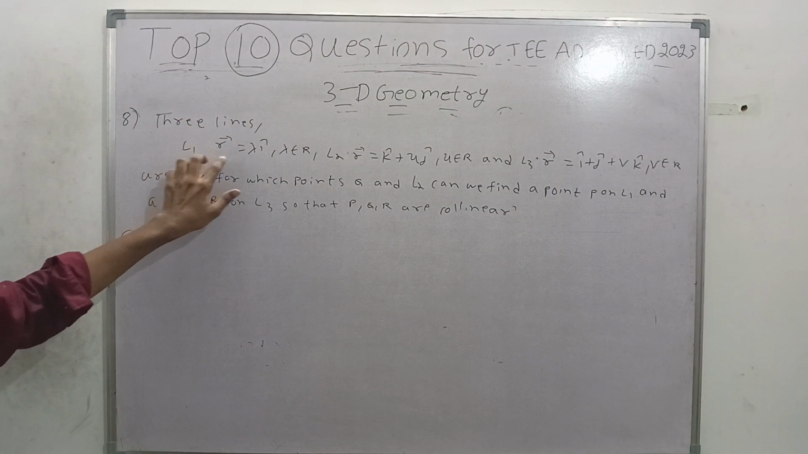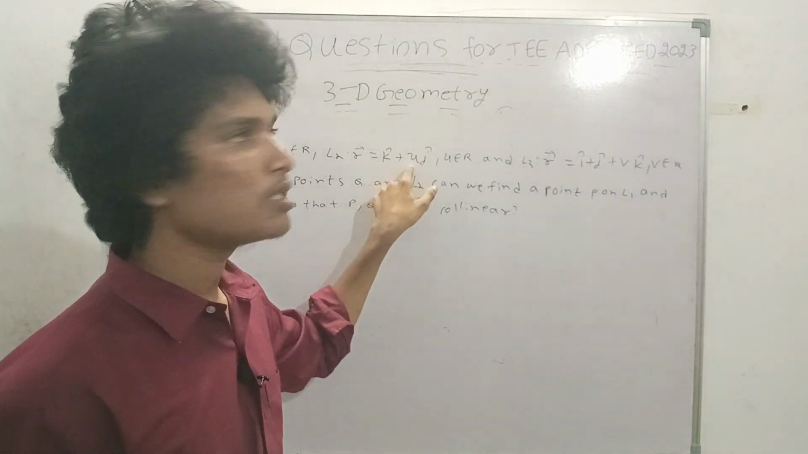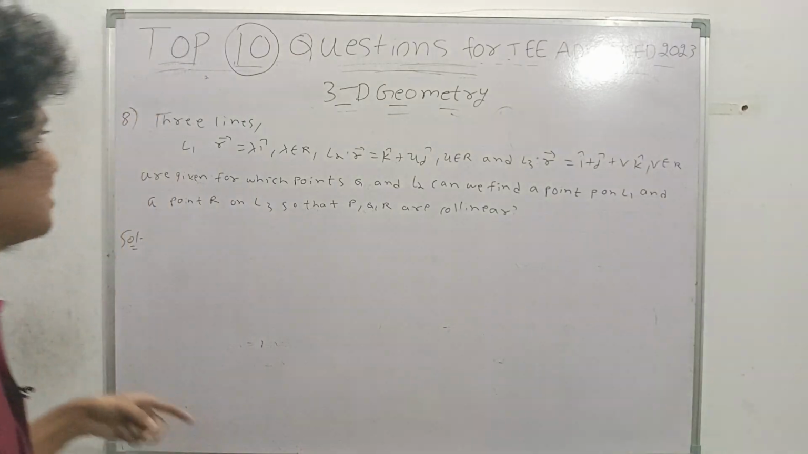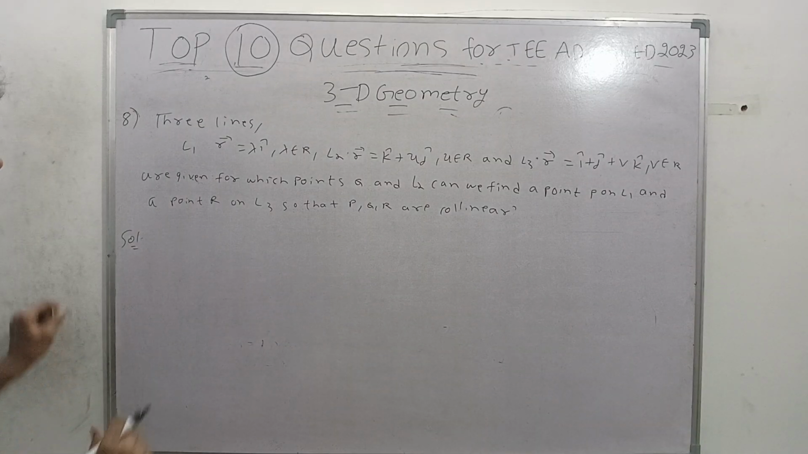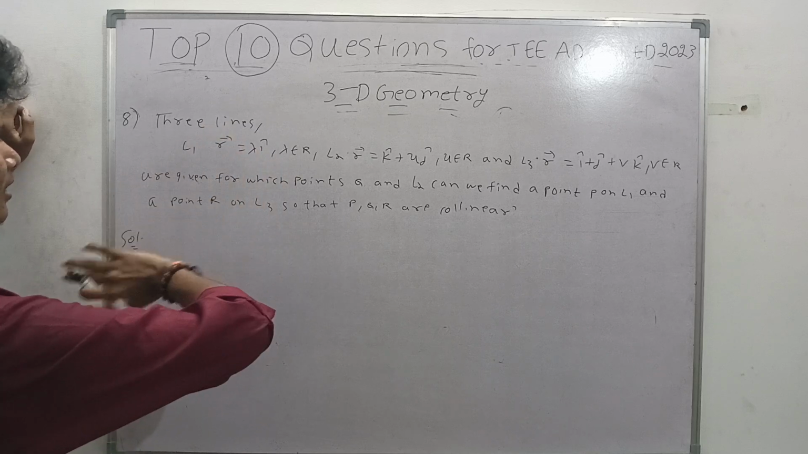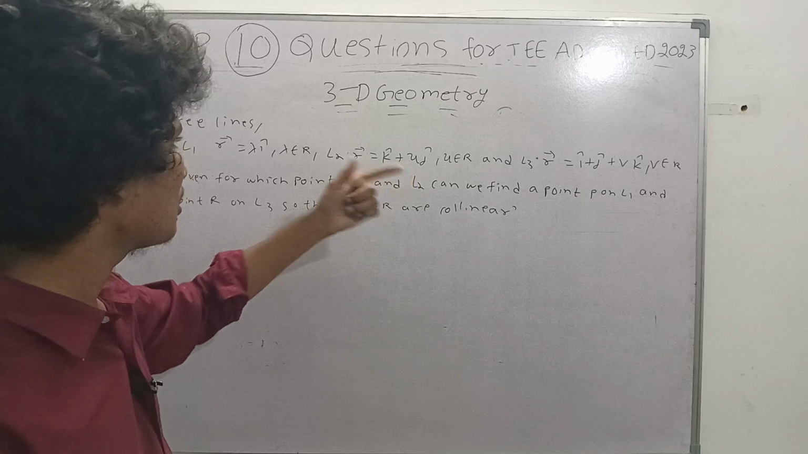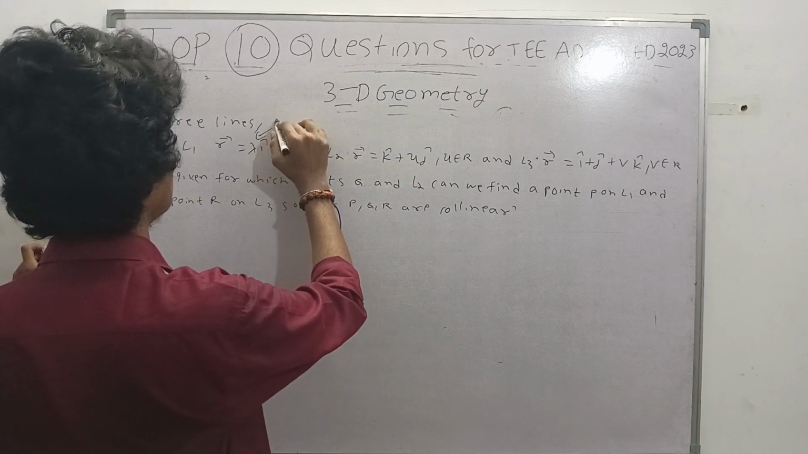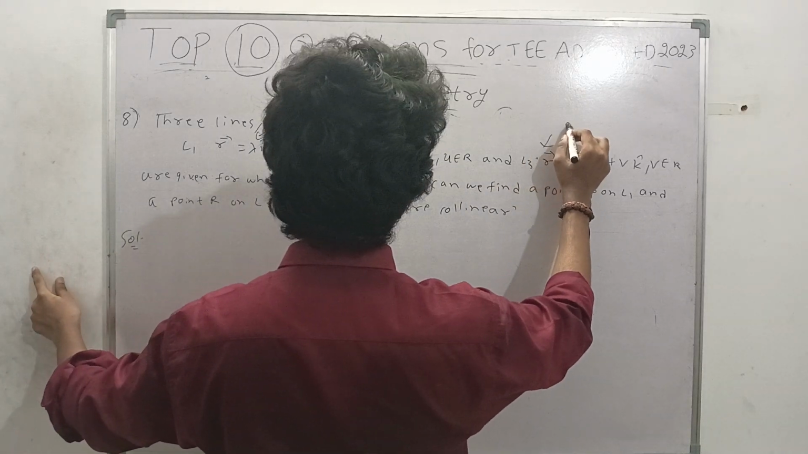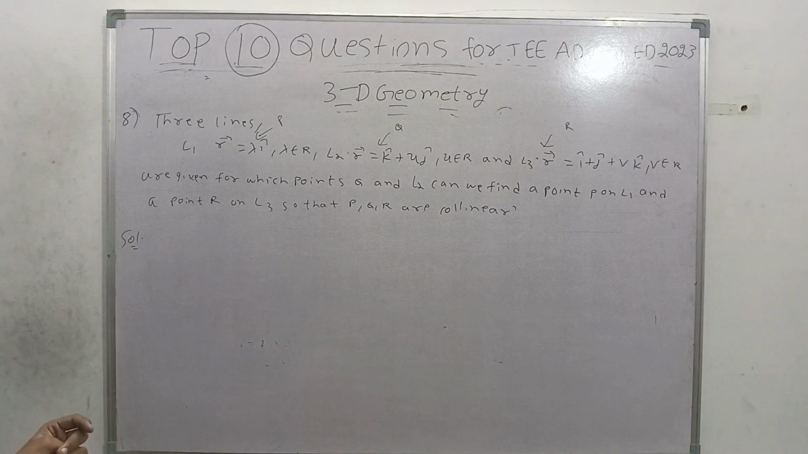3 lines are given. L1 equal to lambda I cap, L2 equal to K cap plus nu J cap, and L3 equal to I plus J plus gamma K cap. These 3 things are given. Now what they are saying, P is lying on L1, Q is lying on L2 and R is lying on L3. These 3 points are in such a way that the points are collinear.